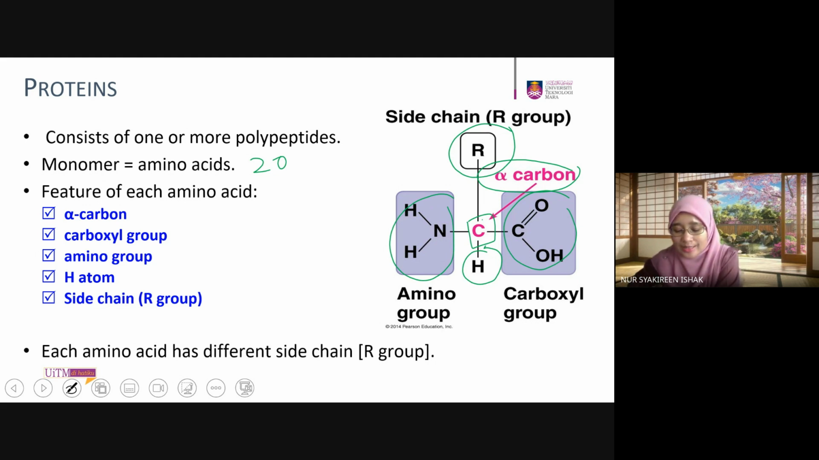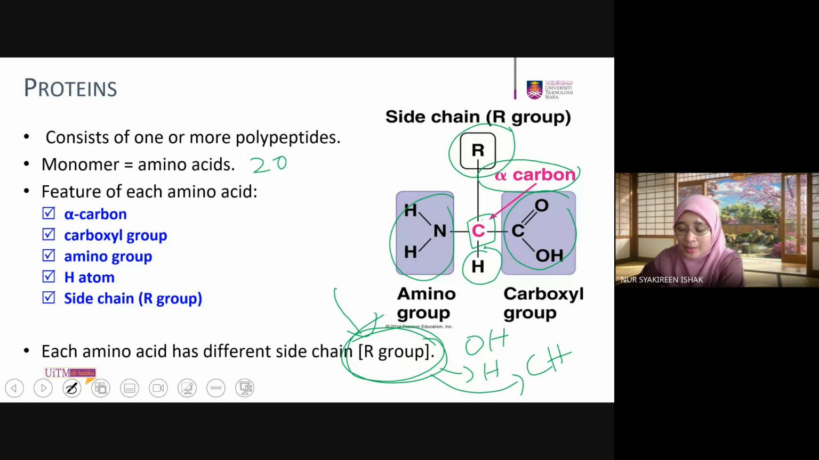Okay, so each amino acid has different side chain. So the side chain determines the 20 different types of amino acids. So the side chain will differ. There are side chains that have, for example, hydroxy group. There are side chains that only have hydrogen atoms. There are side chains that have carbon and also hydrogen, the hydrocarbons. There are side chains that also have amino group. There's also side chain that has carboxyl group. Based on the side chain of that amino acid, it determines the property of the amino acid, and indirectly also determines the property of that protein.